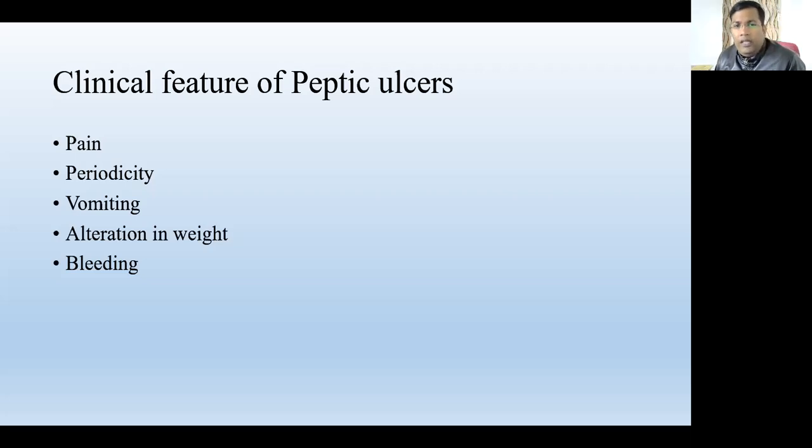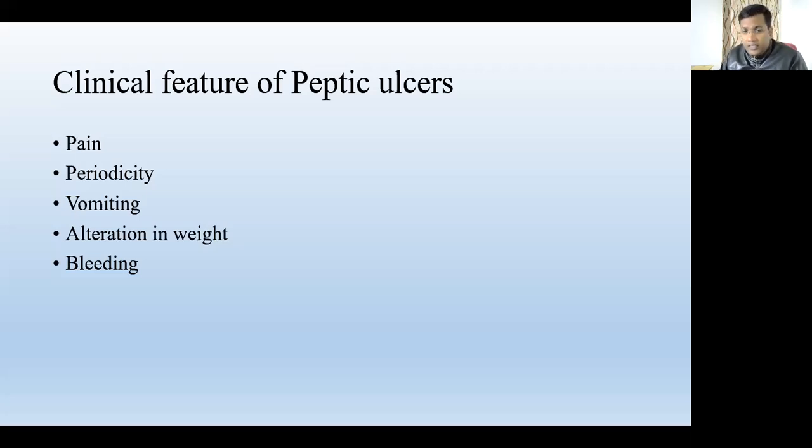Vomiting is not a very important factor associated with peptic ulcers. Until there is scarring or any obstruction due to the duodenal or gastric ulcer, vomiting is not a regular feature. But some patients of gastric ulcers feel relief when they vomit, so in that case vomiting may be there. But in the duodenal ulcer, vomiting is not there until there is scarring and an obstruction in the pylorus. Until then, vomiting is not associated with duodenal ulcers.